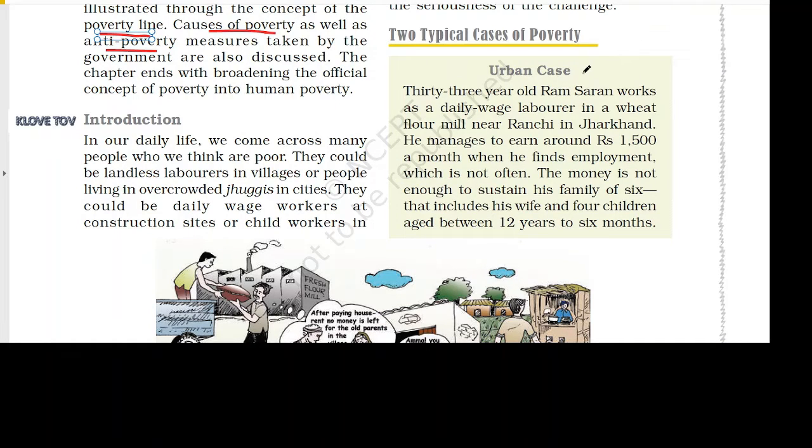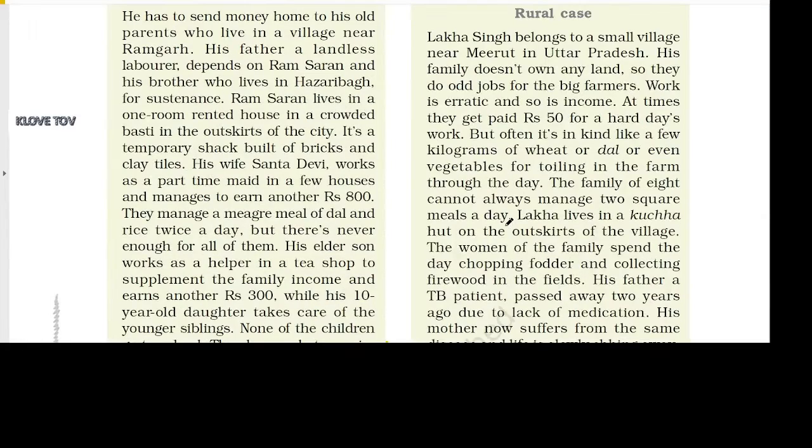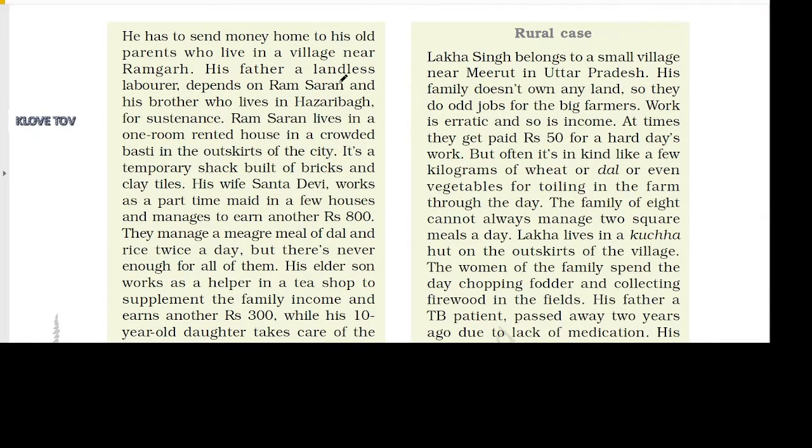Urban case. 33-year-old Ram Saran works as a daily wage laborer in a wheat flour mill near Ranchi in Jharkhand. He manages to earn around rupees 1,500 a month when he finds employment, which is not always. The money is not enough to sustain his family of six, that includes his wife and four children aged between 12 years to 6 months. He has to send money home to his old parents who live in a village near Ramgarh.